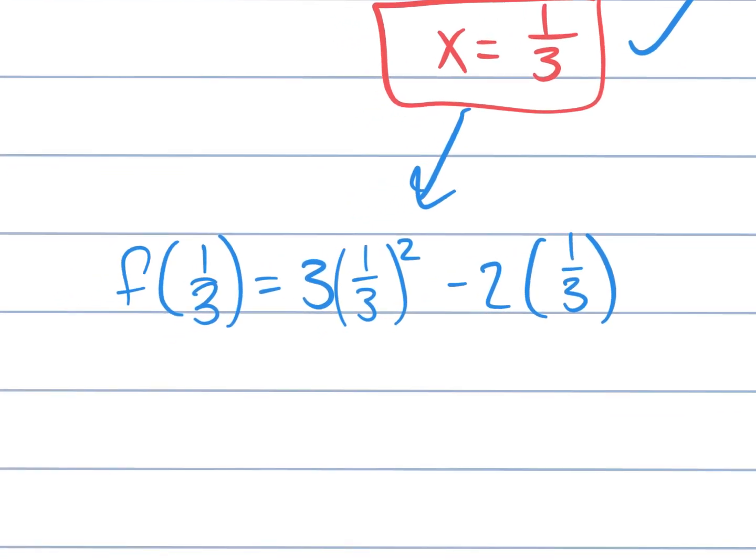Uh-oh, no, we've got to do the exponent first though. What do we do first, David? We do the exponent. Very good. 1/3 squared. Evaluate that exponent. F of 1/3 is 1 over 9, equals 3 times 1 over 9.